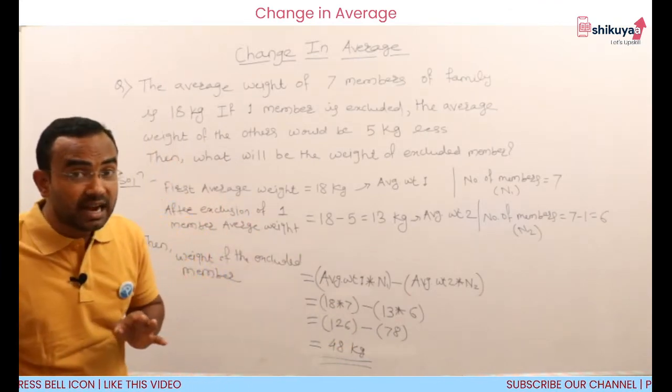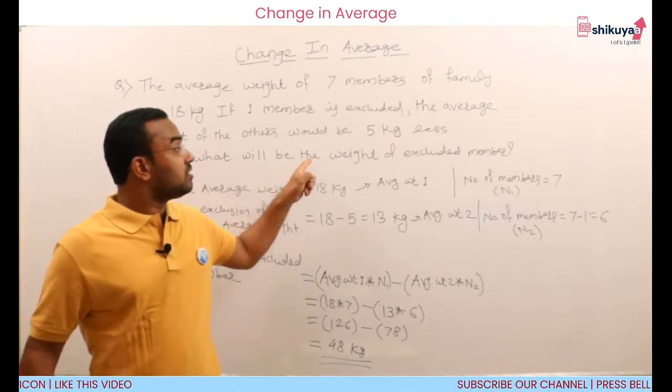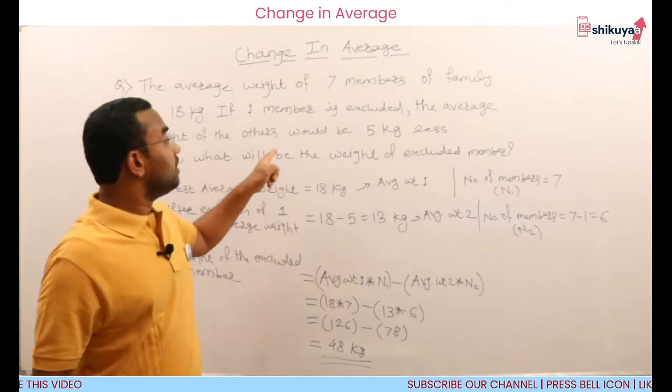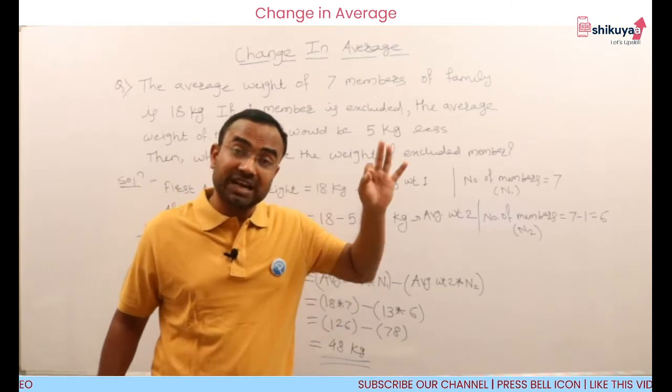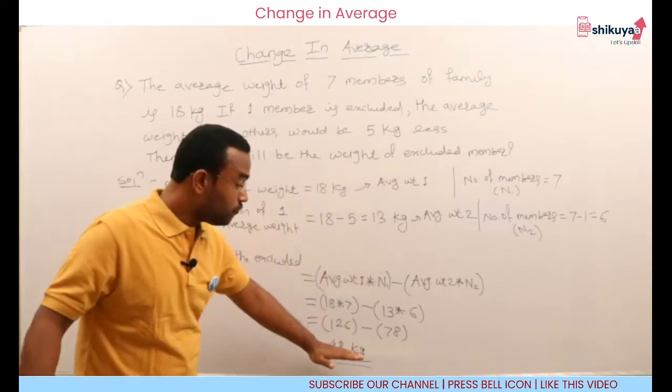So we can say that the weight of the excluded member from that 7-member list will be 48 kg.